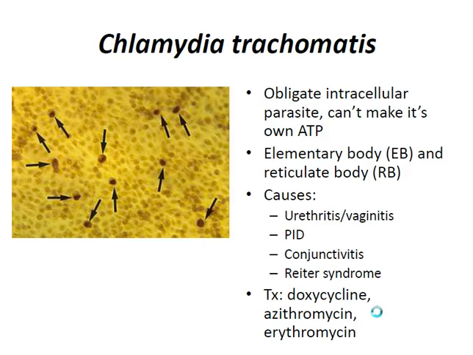All right, Chlamydia trachomatis. He is an obligate intracellular parasite that cannot make his own ATP. He lacks cell wall muramic acid. Chlamydia lacks muramic acid. Now there are two morphological and functional forms.